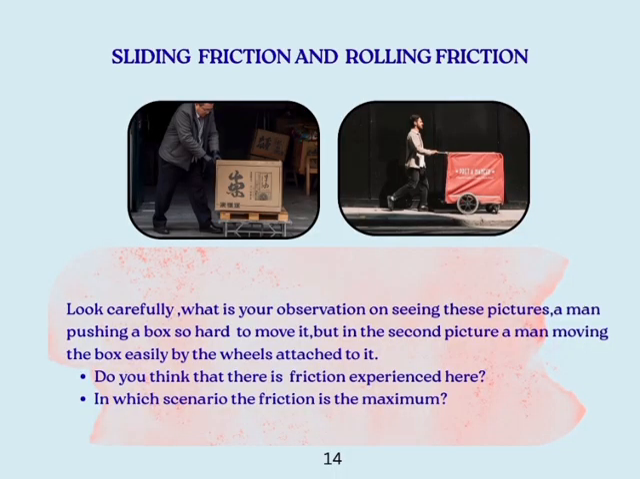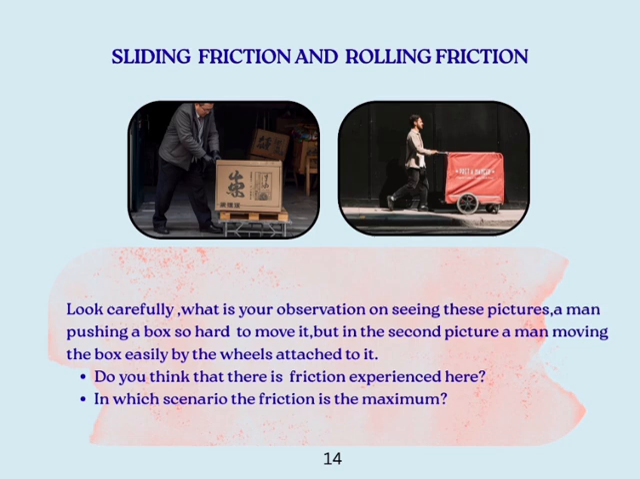Like force, we can categorize friction into two types: rolling and sliding friction. What is happening in these two pictures? There are two boxes, and the two boxes are moved by two methods. Now we can generalize the types of friction as rolling as well as sliding friction.